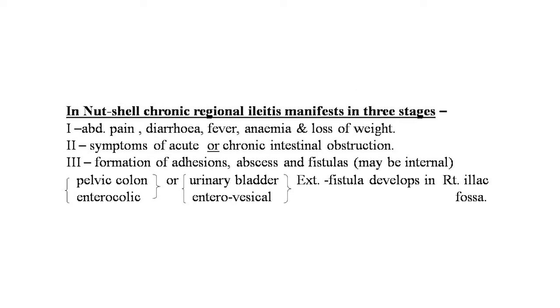In a nutshell, chronic ileitis manifests in 3 stages. First stage is abdominal pain, diarrhea, fever, anemia and loss of weight. Second stage: symptoms of acute and chronic intestinal obstruction. Third stage is formation of adhesions, abscesses and fistulas, which may be internal, to the pelvic colon and enterocolic, or to the urinary bladder, that is enterovesical. External fistula develops in the right iliac fossa.